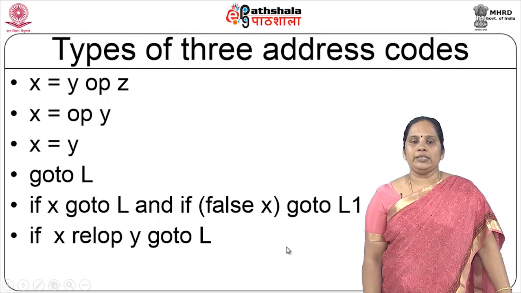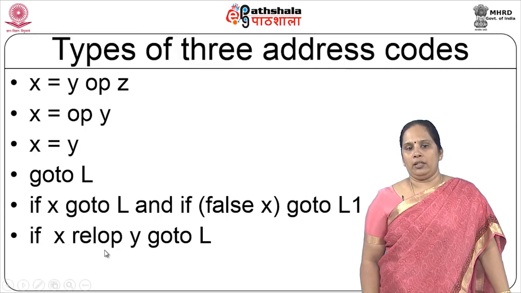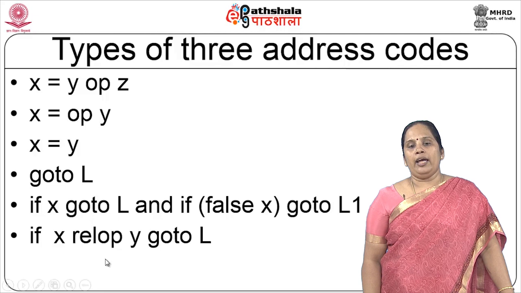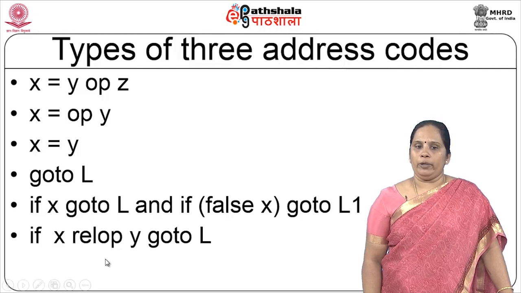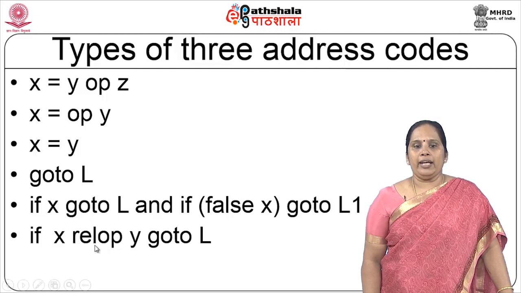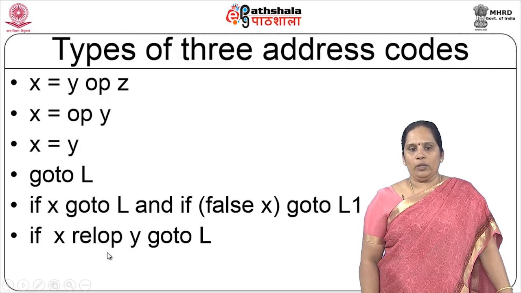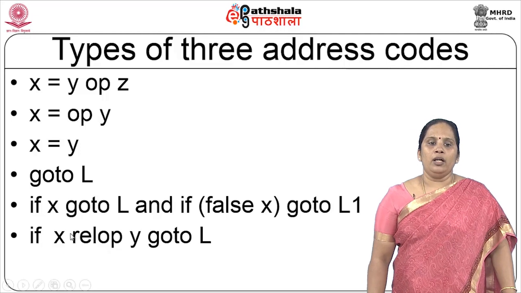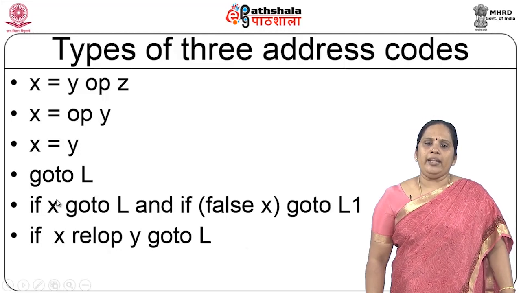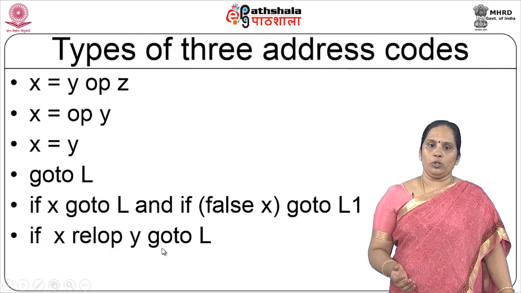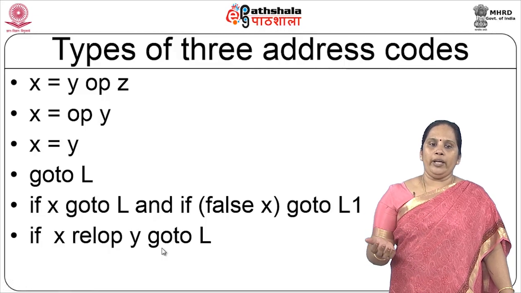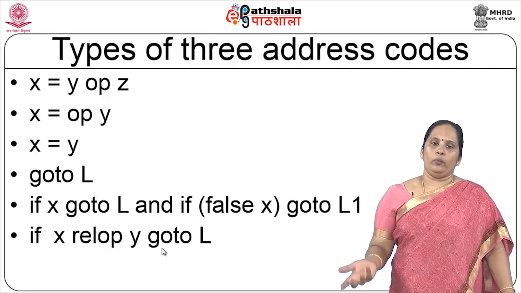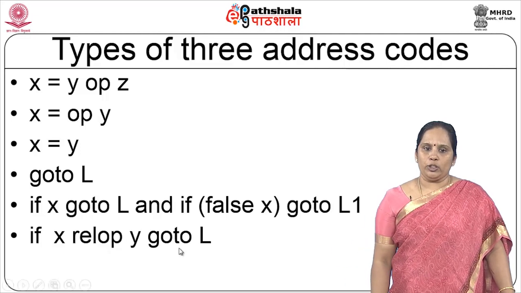And the next one is if X relop Y, go to L. So this conditional statement itself can be computed using a relational operator. If X relop Y, meaning X and Y are 2 addresses and L is one more address, I am computing that to branch to L. Again this can be combined with the previous one, where I can say if X relop Y, go to L, and if false of X relop Y, go to L1. I can combine these two.